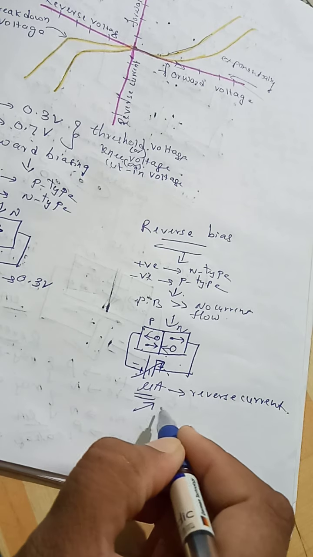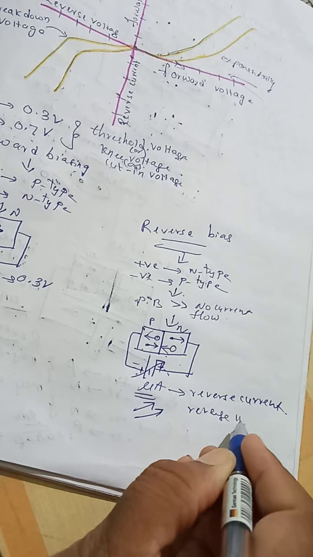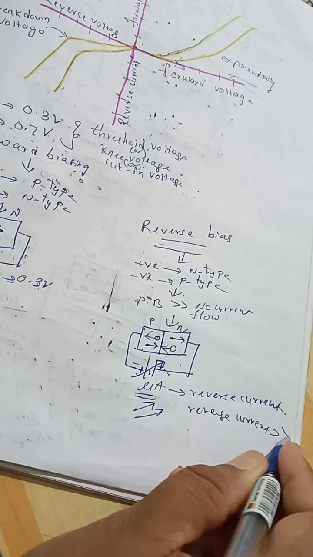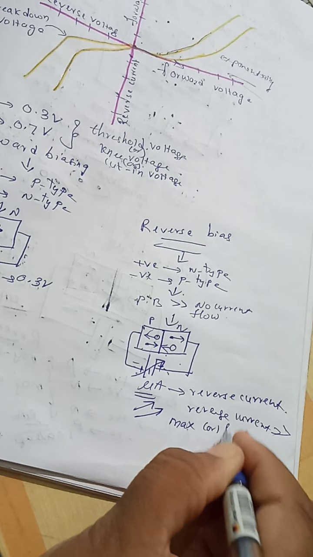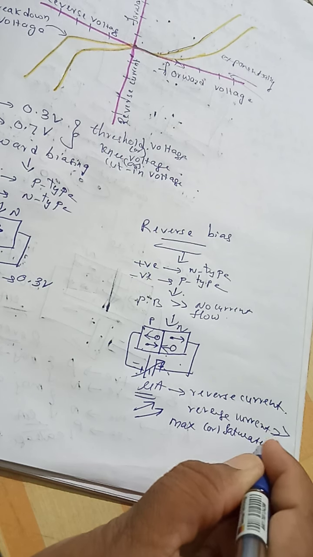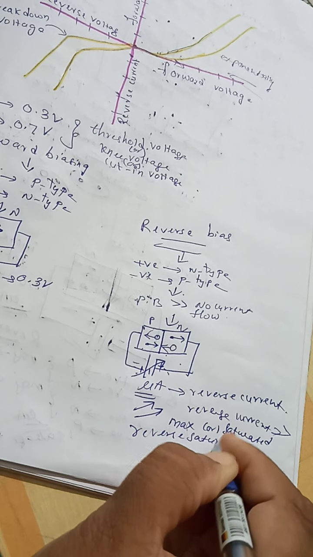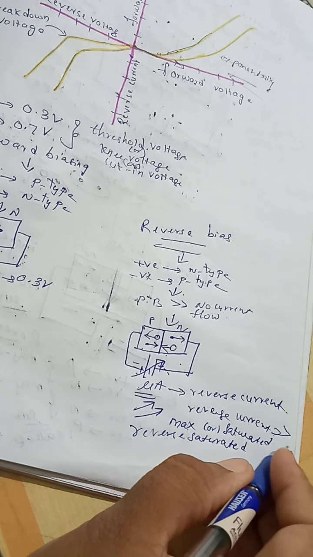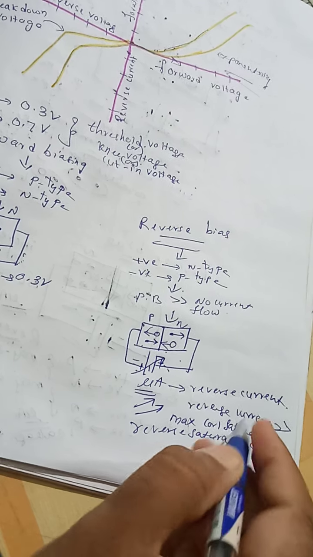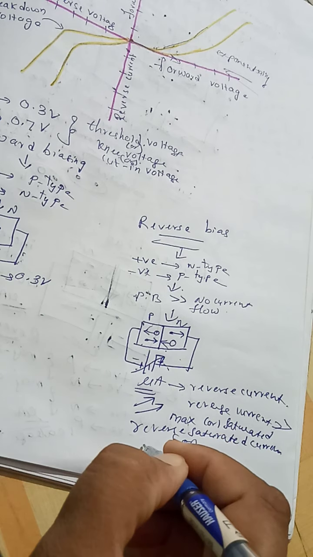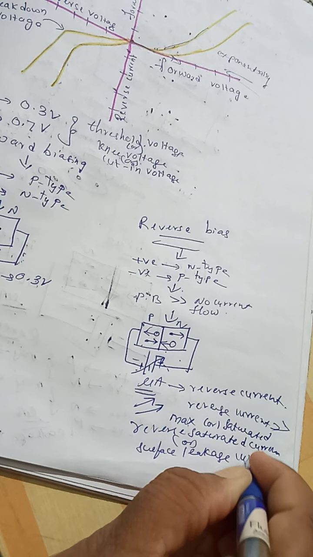If you go on continuously increasing this reverse voltage, the reverse current also increases and reaches a certain maximum value or becomes saturated. So we call it as reverse saturation current. We can also call it as surface leakage current.